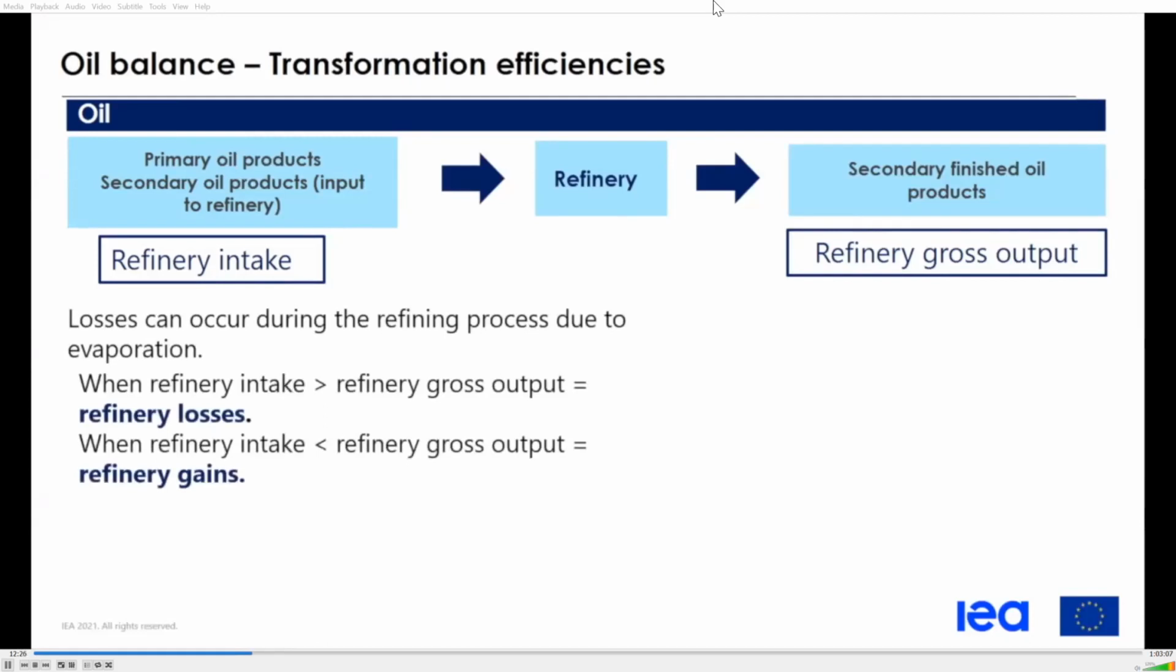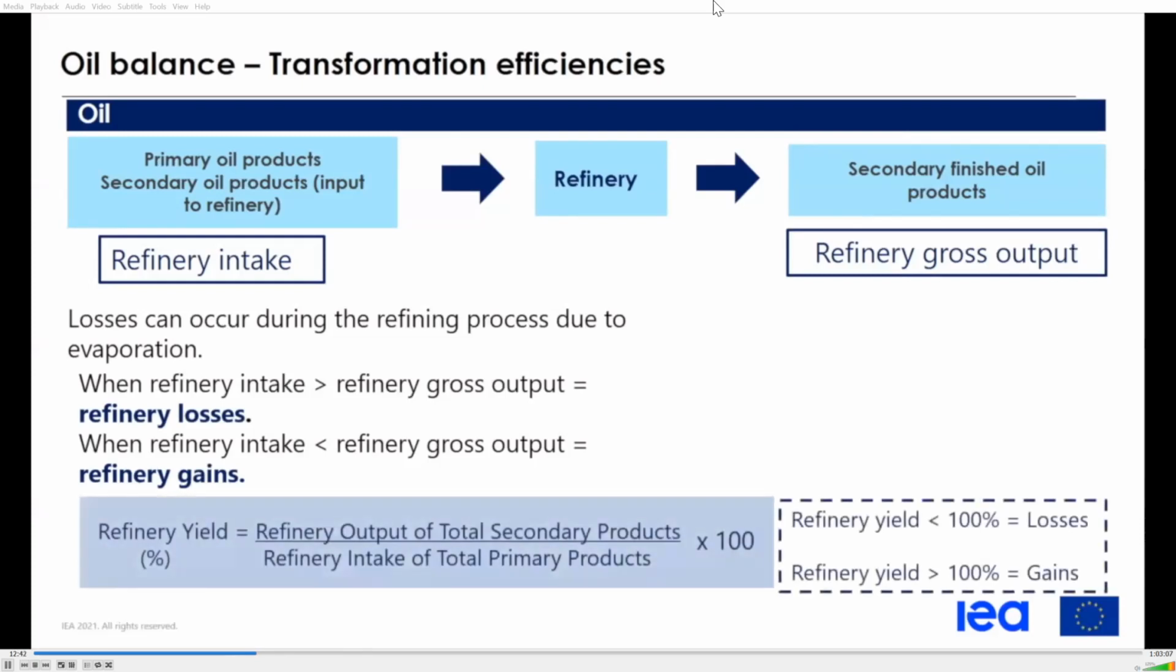we speak about refinery losses when the intake is superior to the output, and refinery gains when the intake is inferior to the output. And we calculate the yield of this refinery by doing a simple calculation. We divide the output of total secondary products by the intake of total primary products, and we put it as a percentage. So we say that there are losses in the refinery if the yield is below 100%, and gains if it's above 100%.